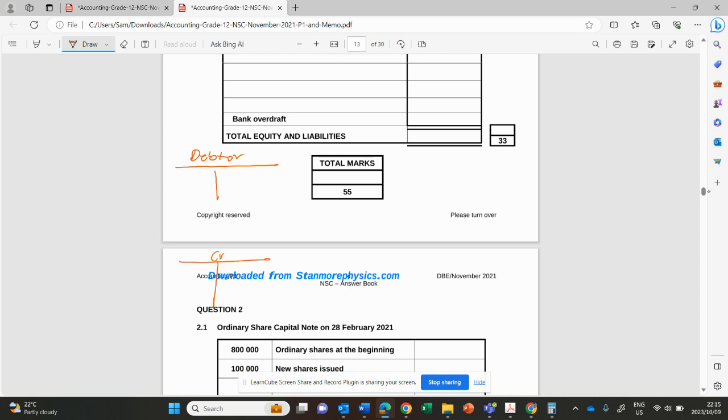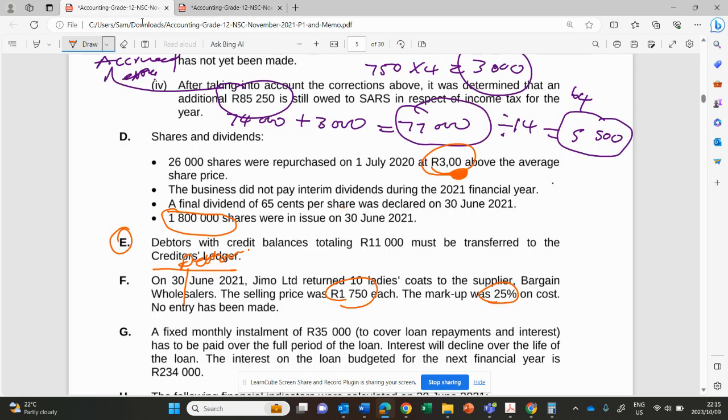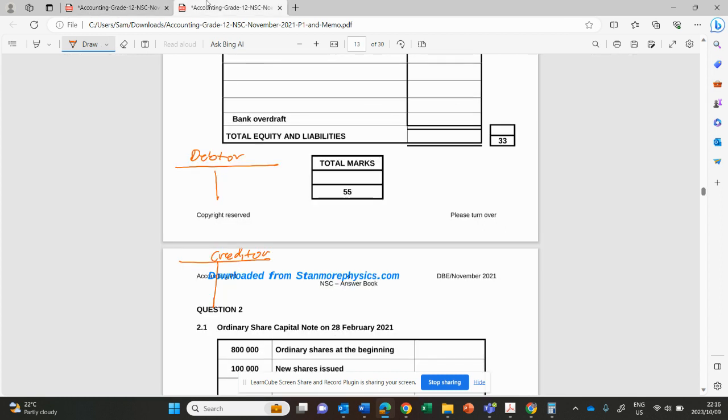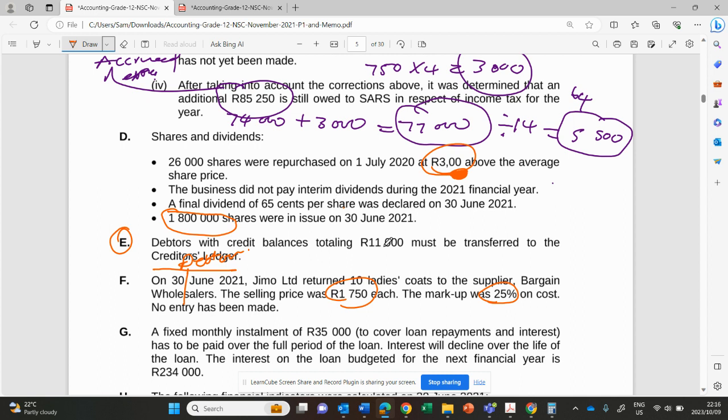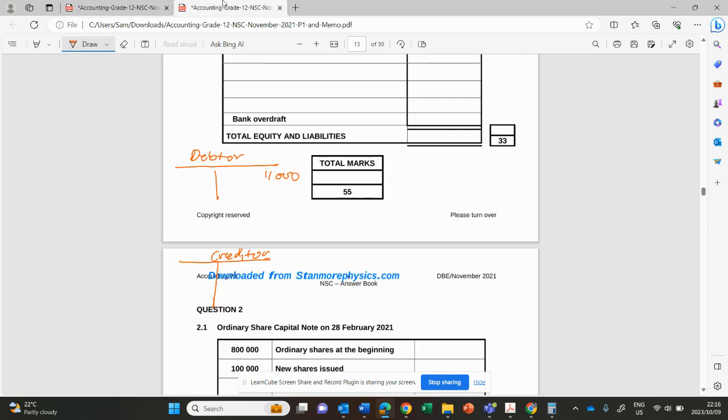Then it's a creditor. Now they are saying the debtor with a credit balance of 11,000 must be transferred to the creditor's ledger. So now what do you need to know?